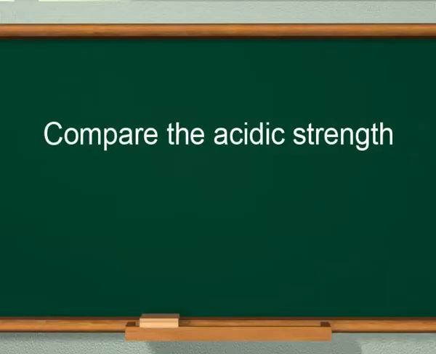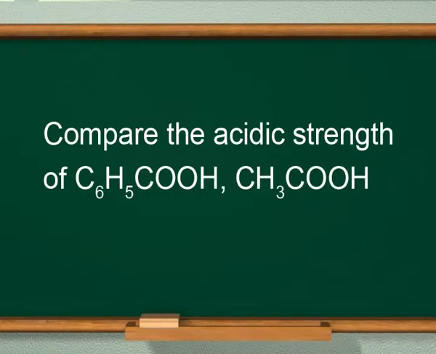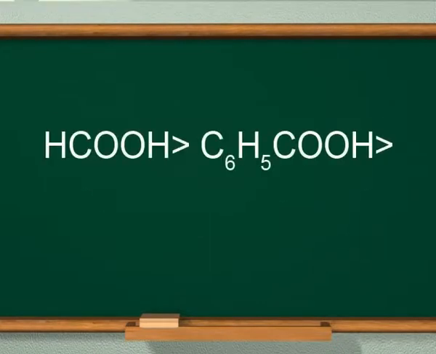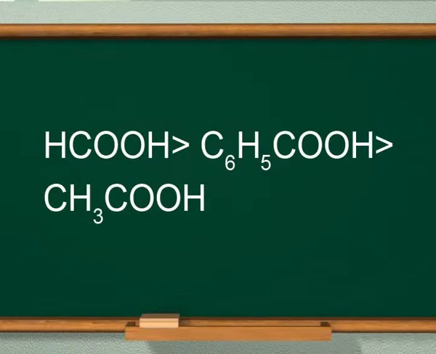Question: compare the acidic strength of benzoic acid, acetic acid and formic acid. And the answer is, formic acid is more acidic than benzoic acid. Benzoic acid is more acidic than acetic acid.